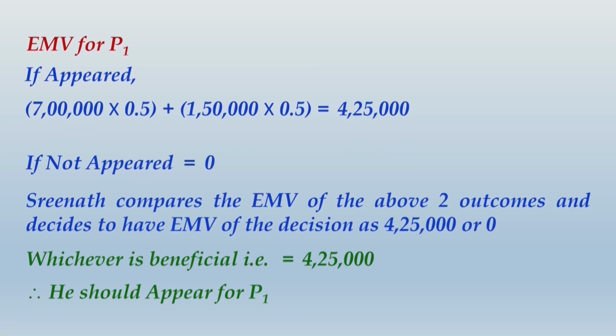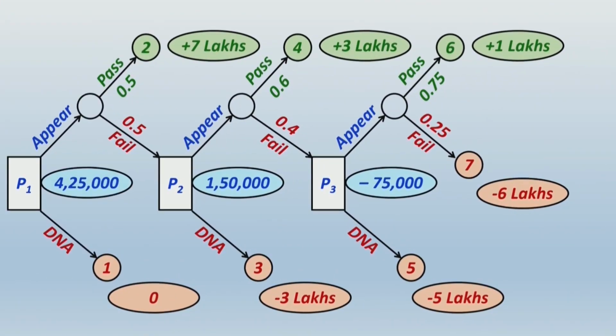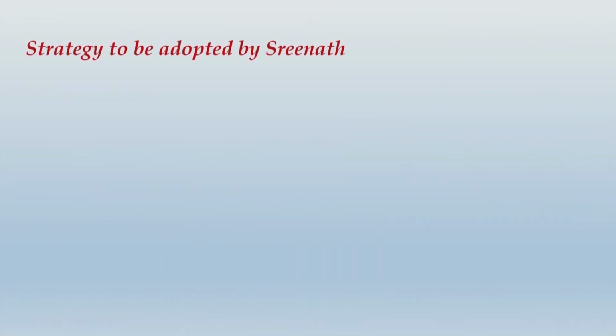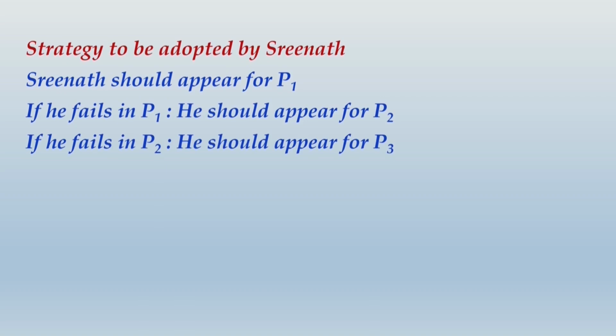Alright friends, once we have completed this entire working, we get back to the decision tree diagram and we write up the EMV for P1 as 4,25,000. So just write that, and one thing that is left over is we need to write up the concluding strategy. So let us move to that last part. Strategy to be adopted by Srinath. It will be suggesting that Srinath should appear for P1. If he fails in P1, he should appear for P2. If he fails in P2, he should appear for P3. So please write up these concluding lines, and that will be end of the solution.